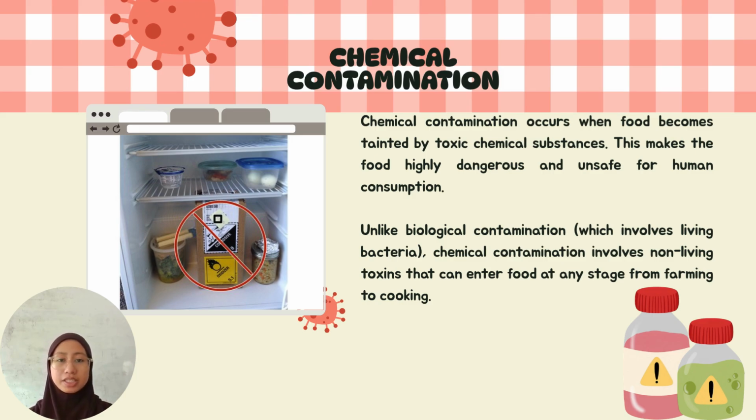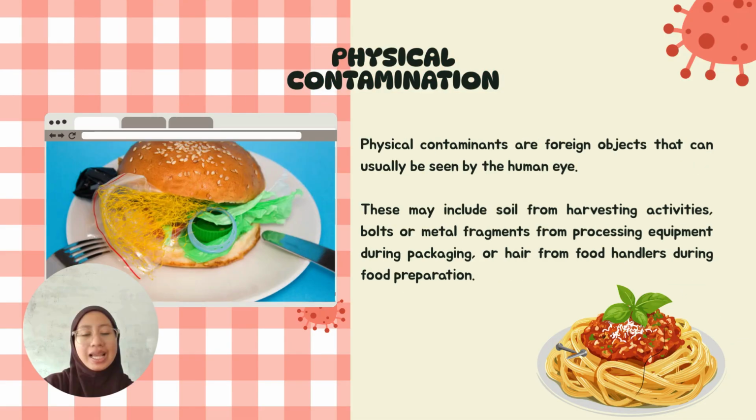Second is chemical contamination. This happens when food comes into contact with toxic chemicals such as cleaning agents, pesticides, or harmful substances that form when food spoils or breaks down. And unlike biological contamination, chemical contamination involves non-living toxins that can enter food at any stage from farming to cooking.